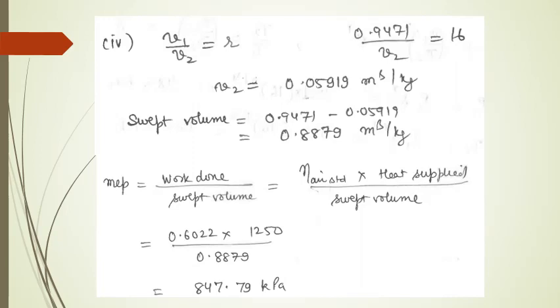As we know that the compression ratio is 16 and the compression ratio r is equal to V1 upon V2, the value of V2 comes out to be 0.05919 meter cube per kg. And with this, the swept volume V1 minus V2 comes out to be 0.8879 meter cube per kg. Mean effective pressure, which is equal to work done upon swept volume, is found to be 847.79 kilopascal, where we have substituted the work done equals air standard efficiency into heat supplied.